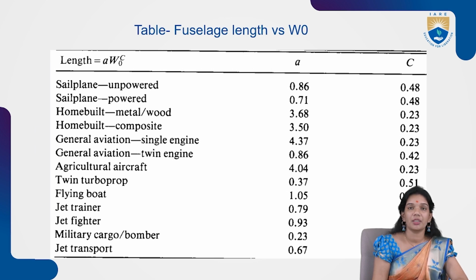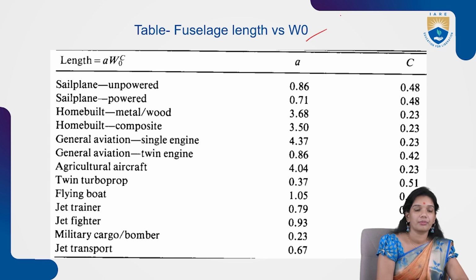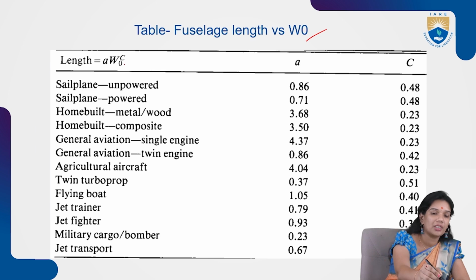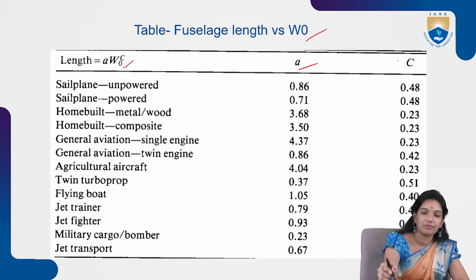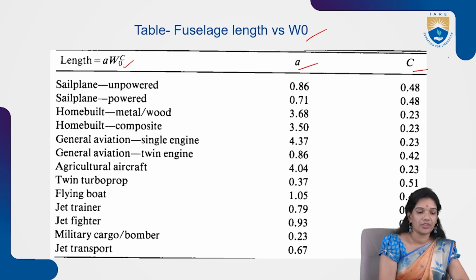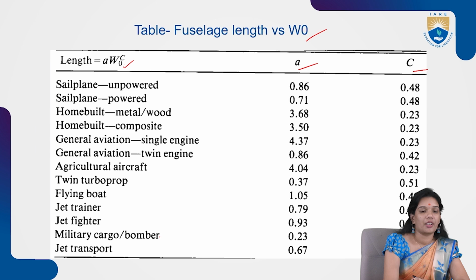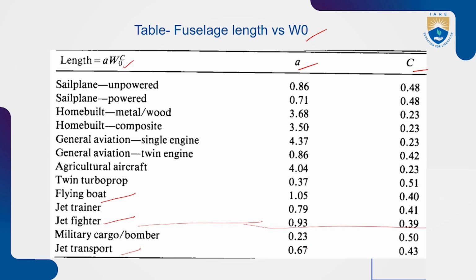It has been taken from the previous historical trends in order to calculate the fuselage length with respect to your takeoff weights. So my fuselage length versus W naught is going to be A times W naught to the power C. Now A and C are constants, and they differ for different types of aircraft, whether we are talking about a flying boat, a fighter aircraft, or a jet transport. If it is a fighter aircraft, then this is what my A and C are going to be in order to calculate the fuselage length.